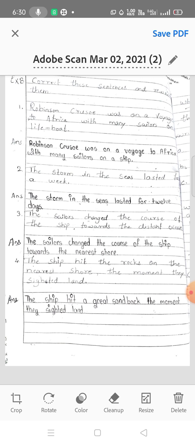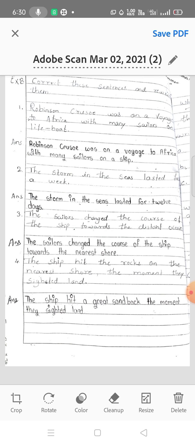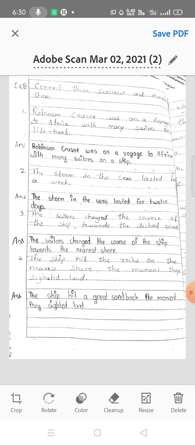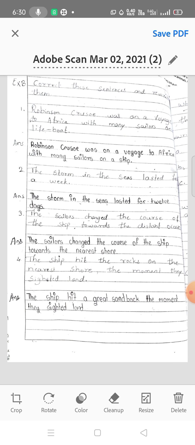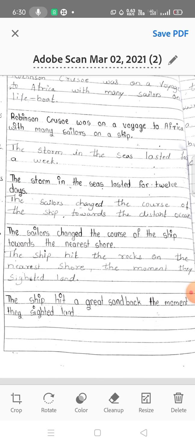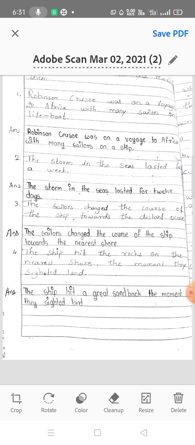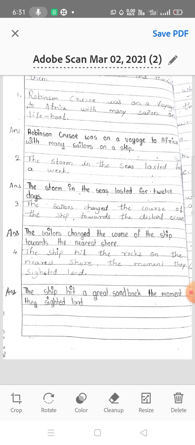The storm in the seas lasted for a week. The storm in the seas lasted for 12 days. Not for a week, 12 days. The sailor changed the course of the ship towards the distant ocean. The sailor changed the course of the ship toward the nearest shore. ओशन में नहीं जा रहे थे, नियरेस्ट शोर में जा रहे थे. The ship hit the rock on the nearest shore the moment they sighted land. The ship hit a great sandbank the moment they sighted land.